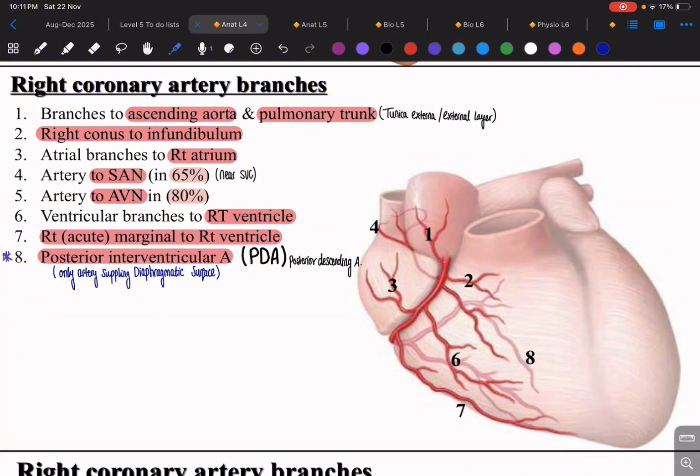Okay? So we're done with the branches. We said the ascending aorta and the pulmonary trunk, which is here. Then we said the infundibulum. Then we said the atrial branch, the ventricular branch and the marginal branch.